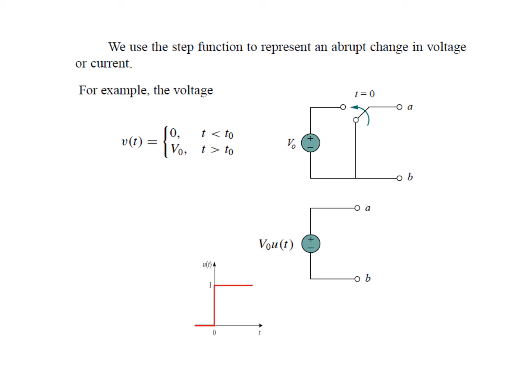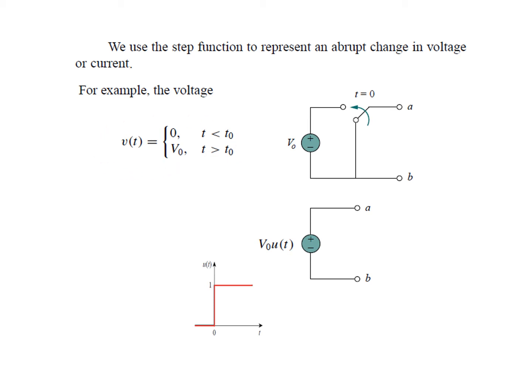Okay, now there is another application of this. Assume that this is the circuit here and it is connected with ground. When we move the switch to the upper point at time t equal to 0, what will happen? This V0 voltage will suddenly be applied to the circuit. So we can say that the voltage in the circuit is 0 for t less than 0, or t less than t0, and it is V0 for t greater than 0, or t greater than t0.